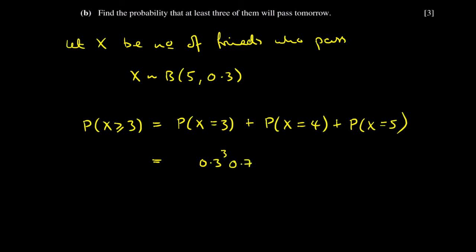So we've got 0.7 to the power of 2. So we've got to do that times by that. And how many ways can we get that? Well, that would be 5c2.